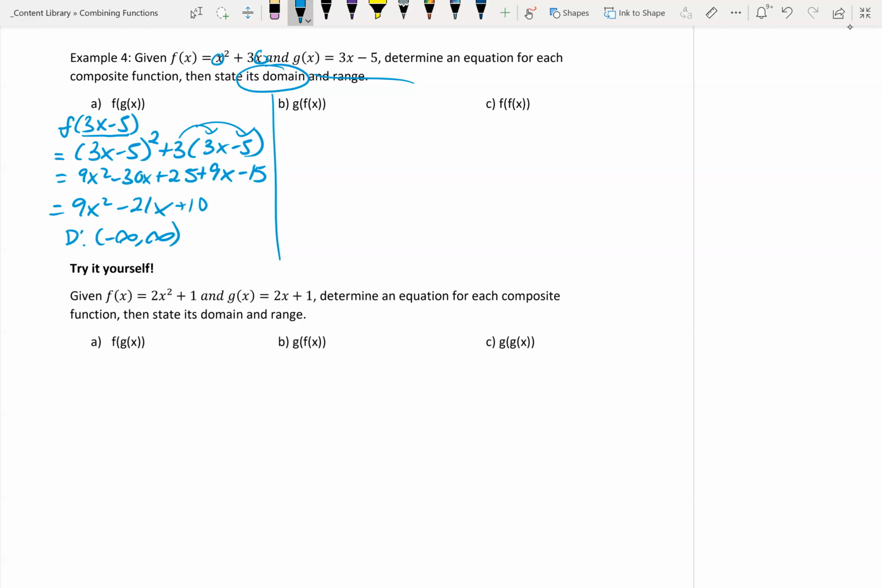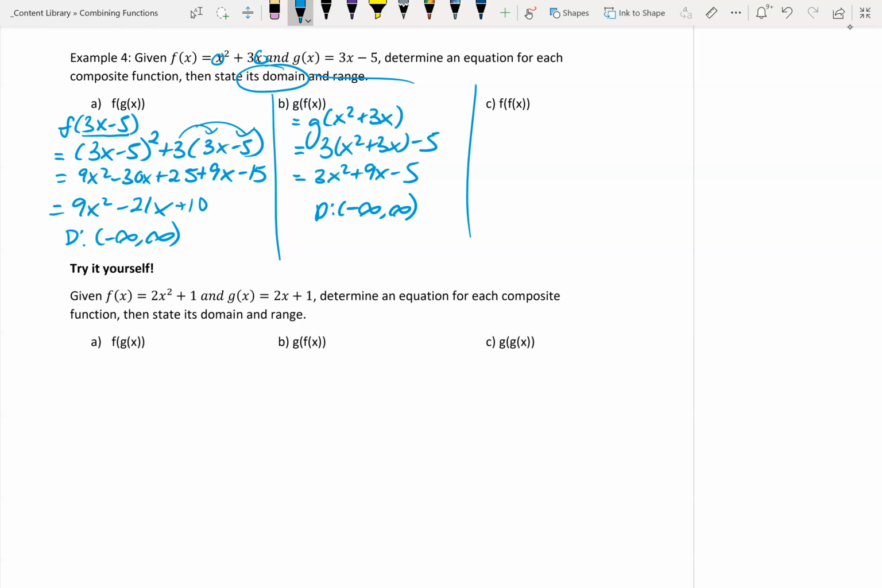For the next one, our f of x is x squared plus 3x. I'm going to put in x squared plus 3x every time I see an x in my g of x function. So that's 3 times x squared plus 3x minus 5, which is 3x squared plus 9x minus 5, and that's our final answer. Our domain, this is quadratic again, so it'll be negative infinity to positive infinity.